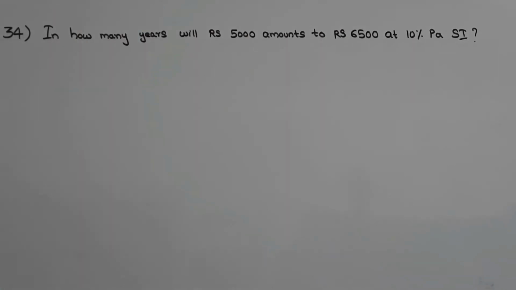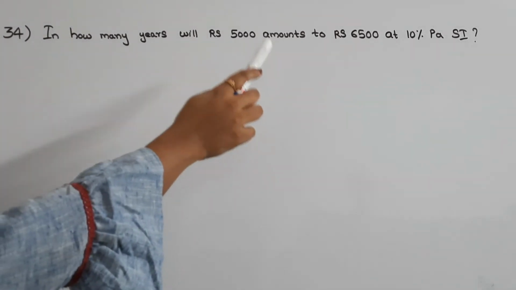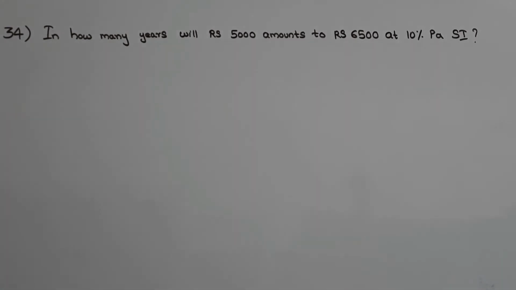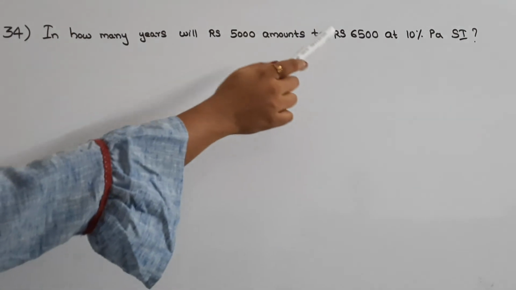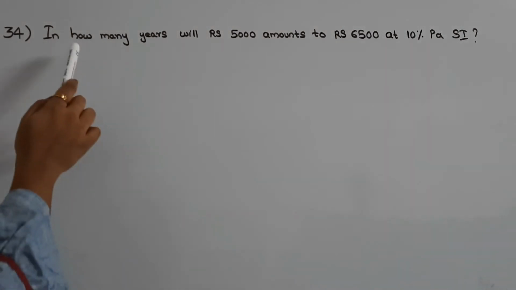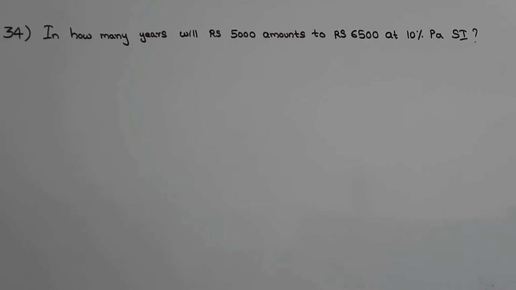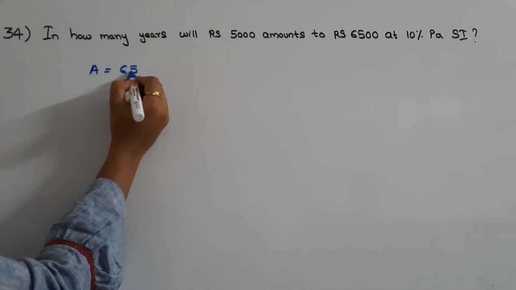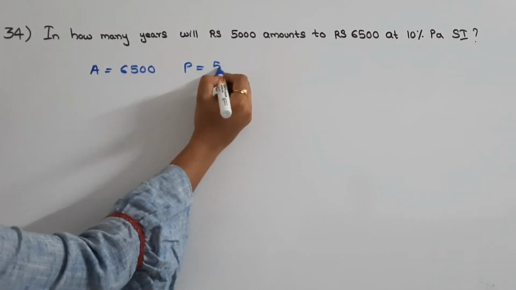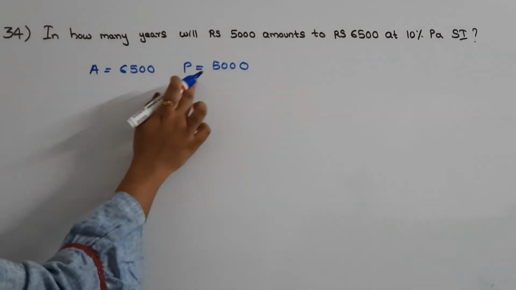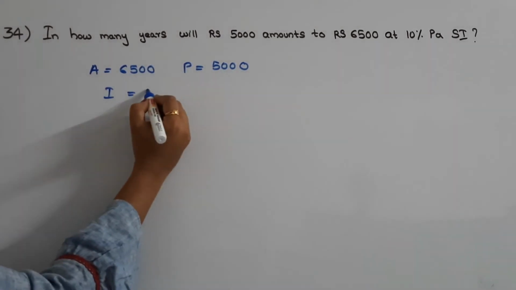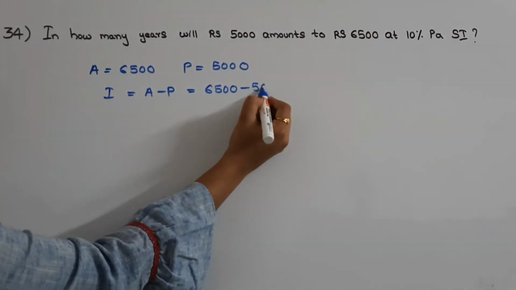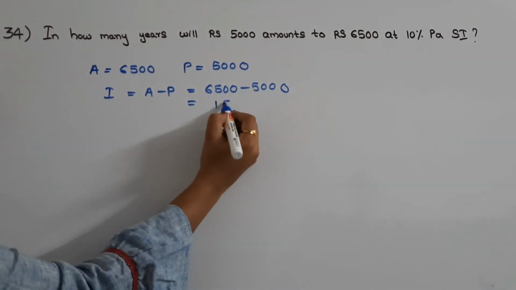The next question is, in how many years will rupees 5000 amount to rupees 6500 at 10% simple interest? In this question, they have given the principal value, the amount and also the rate of interest. We need to find out the number of years or the time period. So, amount is given as 6500 and the principal is given as 5000. If amount is this, principal is this, what will be the interest? Interest will be equal to amount minus principal, that is 6500 minus 5000, which is equal to 1500.